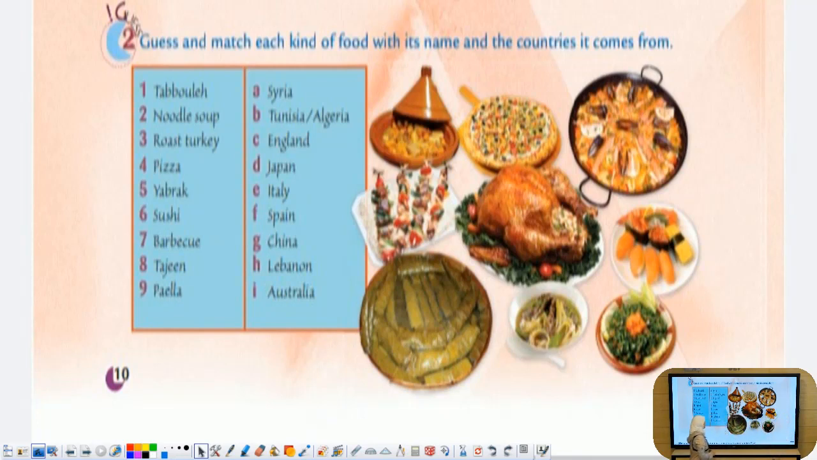I want you to match between the food and its country, where it is from. Let's begin with tabbouleh. Where do you think? We have Syria, Tunisia, Algeria, England, Japan, Italy, Spain, China, Lebanon, and Australia. What do you think? Also noodle soup, roast turkey, pizza, yabrak, sushi, barbecue, tagine, and baila. Think and match them.